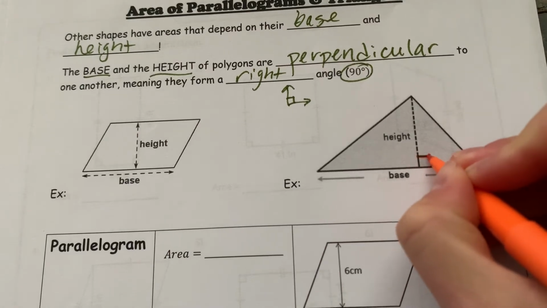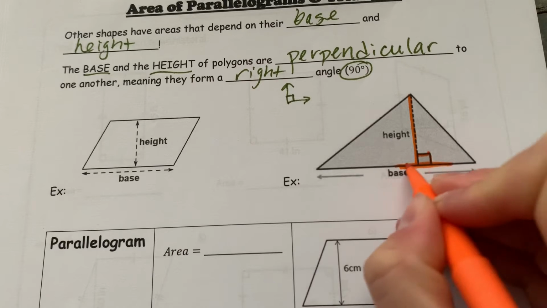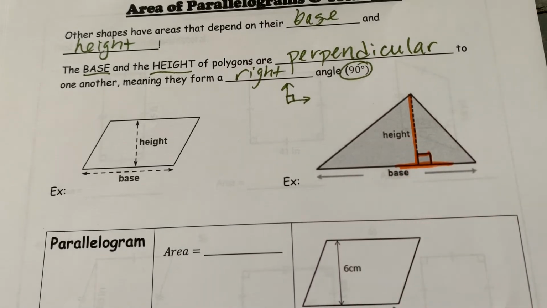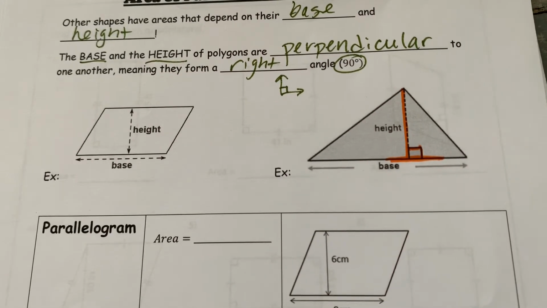So I see this, and notice how I have a line here and a line here that are forming it. That's your base and your height. Your base and your height always have to be perpendicular to one another, which means they form a right angle. Same thing with a parallelogram.